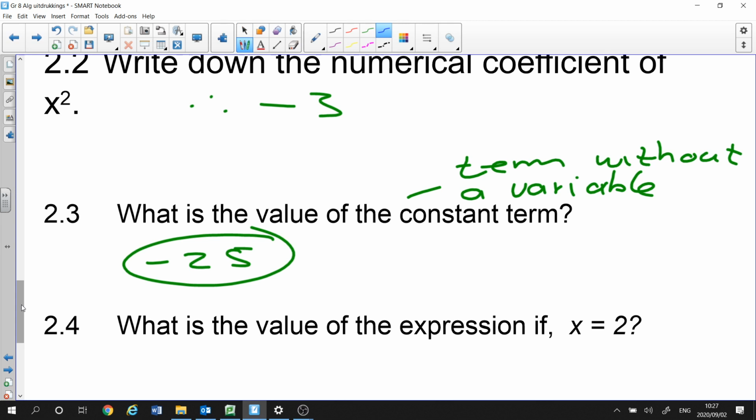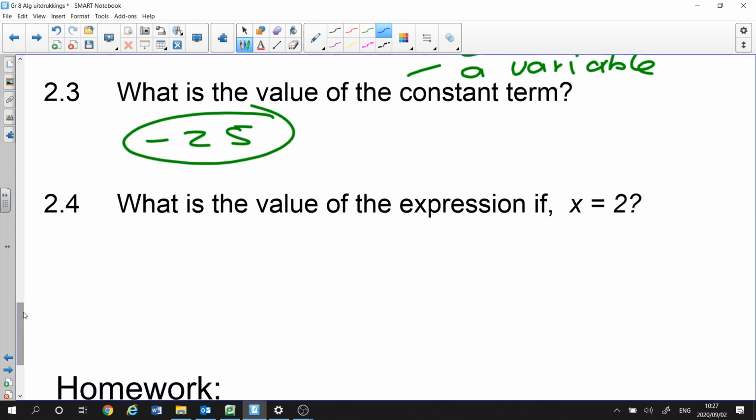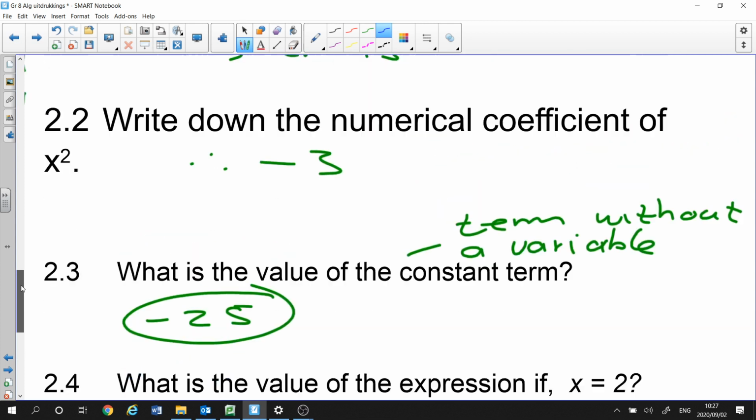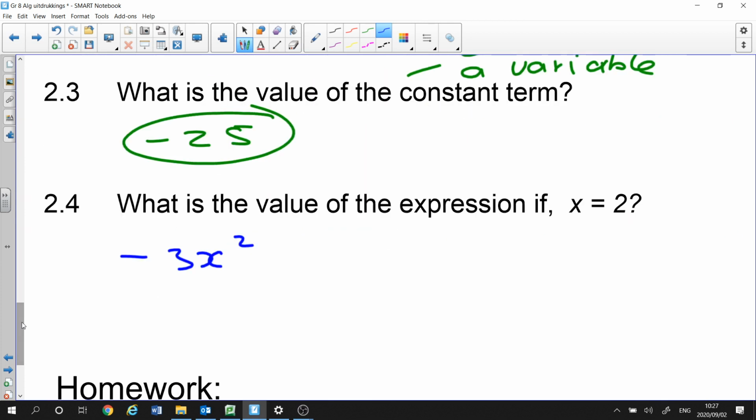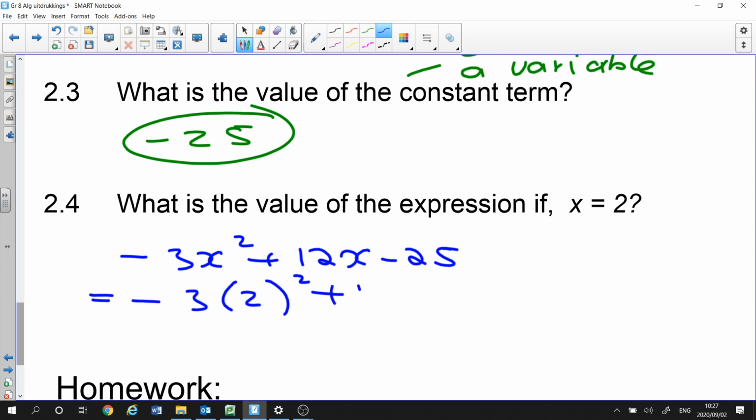Now, everywhere where there's x, we're just going to substitute it with 2. So what is my expression? It is negative 3x squared plus 12x minus 25. So that is equal to negative 3 times 2 squared plus 12 times 2 minus 25.